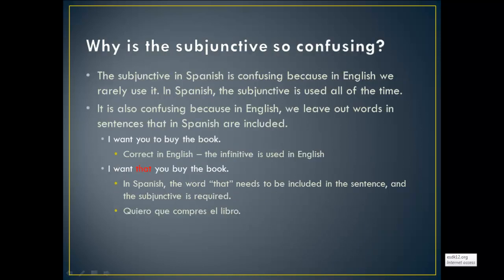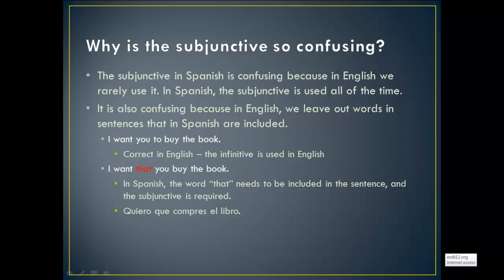So why is the subjunctive so confusing? The subjunctive in Spanish is confusing because in English we don't use it a lot, okay? In Spanish we use it all the time. So it's not something we're necessarily accustomed to. It's also confusing because in English we leave out the words that in Spanish are included, okay? So in English I'm going to say, I want you to buy the book. I say, I want to buy, don't have to conjugate the second verb, easy peasy lemon squeezy, right?